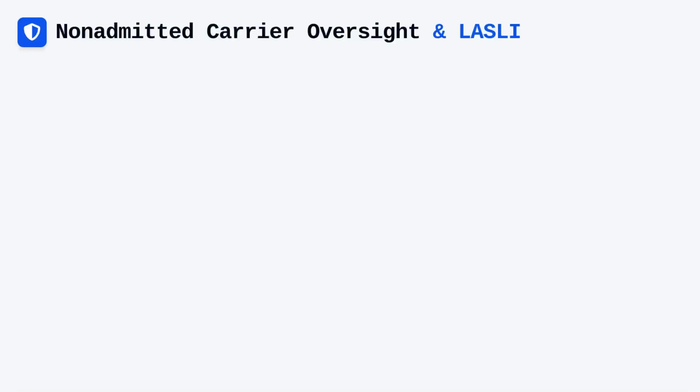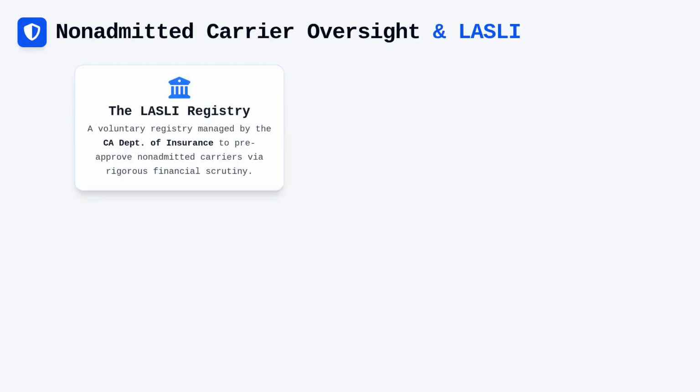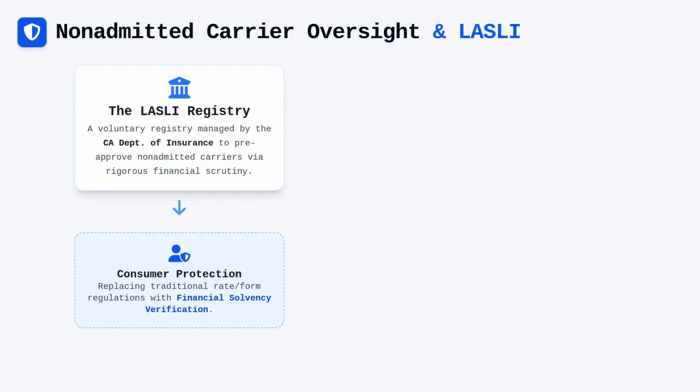Because non-admitted carriers operate outside traditional state rate and form regulations, the California Insurance Code relies on financial solvency listings to protect consumers. The primary tool for this oversight is the list of approved surplus line insurers, commonly referred to as the LASLI. The California Department of Insurance maintains this voluntary registry to pre-approve non-admitted carriers that meet rigorous financial criteria.